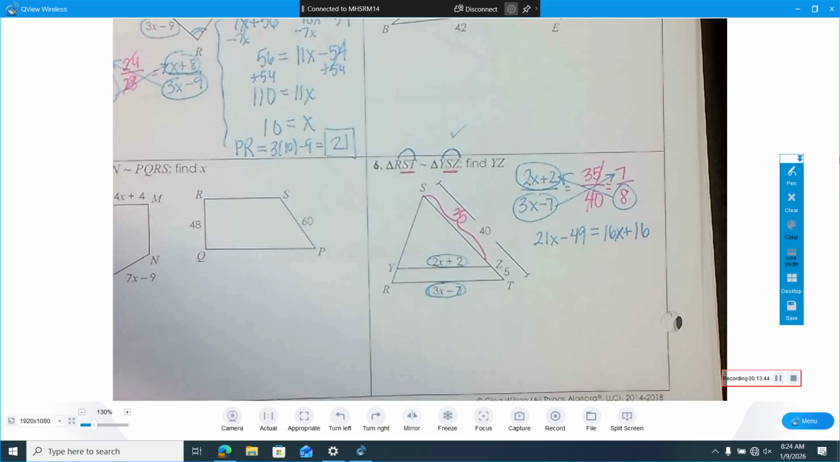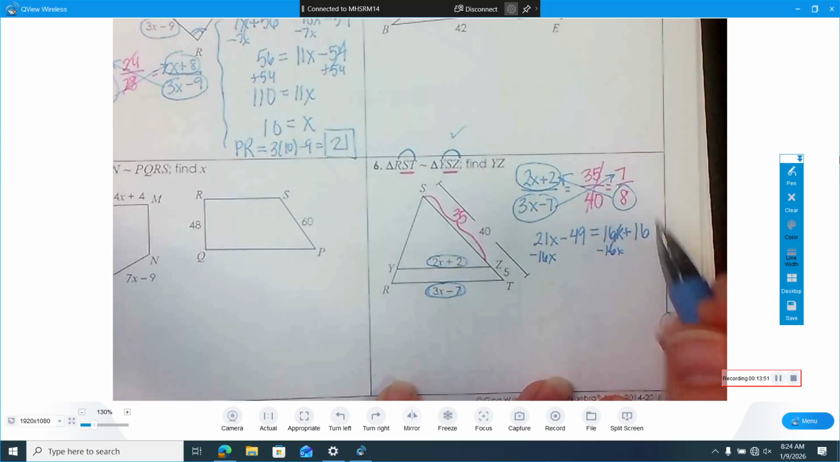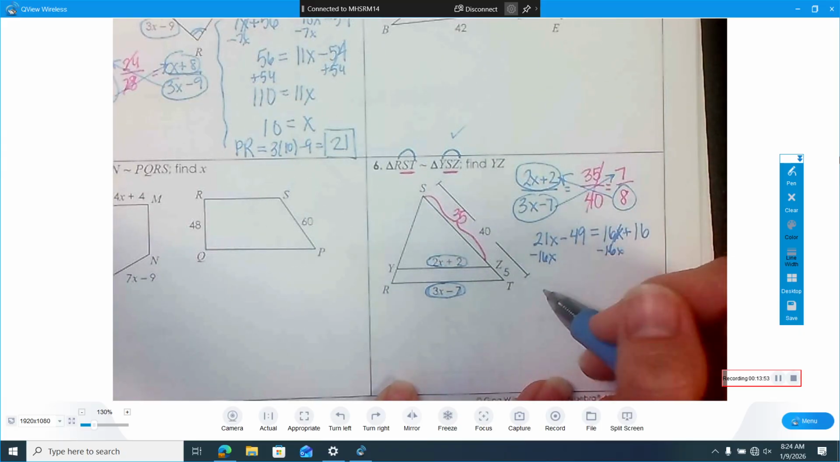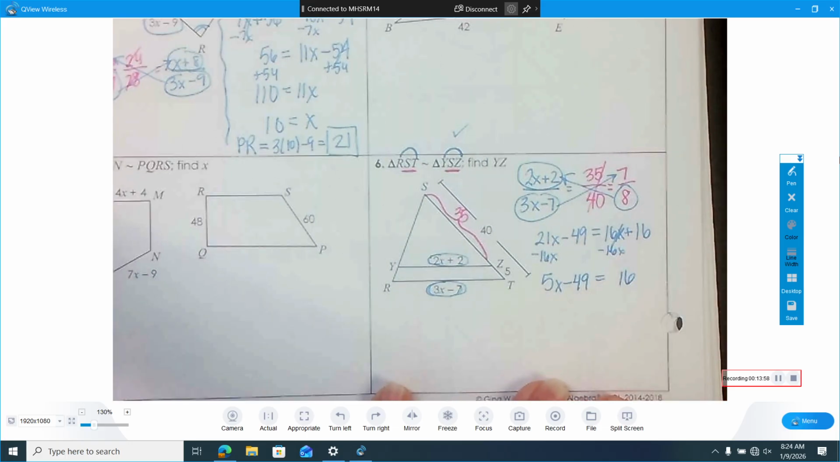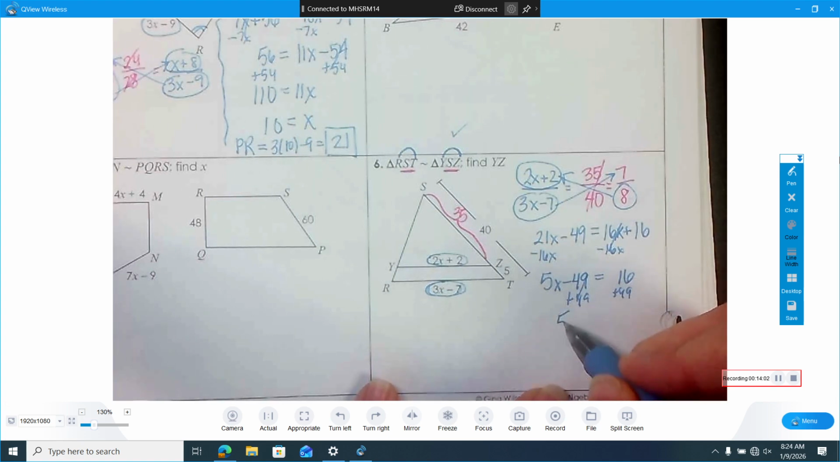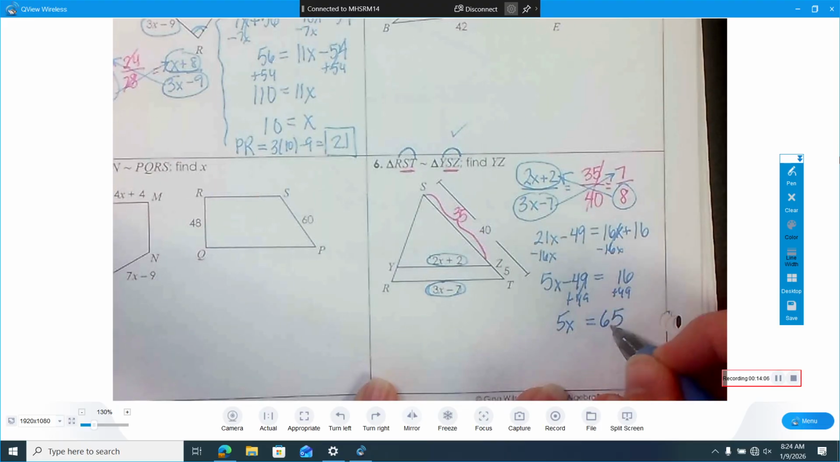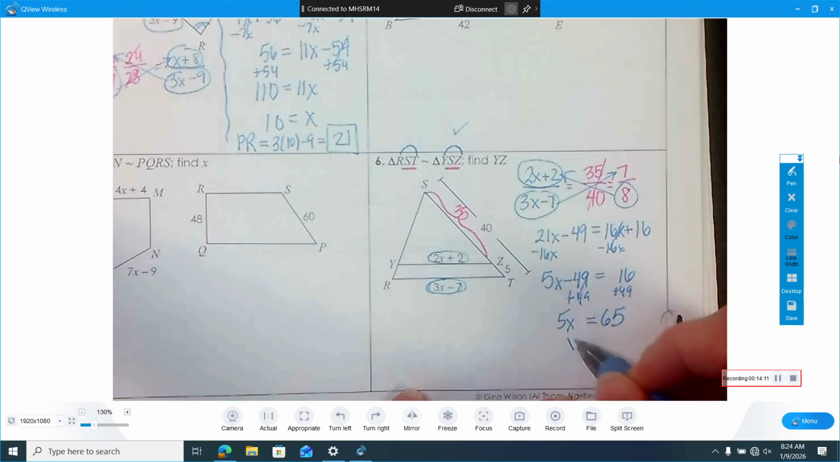I'm going to go ahead and subtract 16x. Let's see, 21 minus 16 is 5. Minus 49 equals 16, and I can add 49. So 5x equals 65, and then divide by 5. I think that's 13. Yeah, okay.